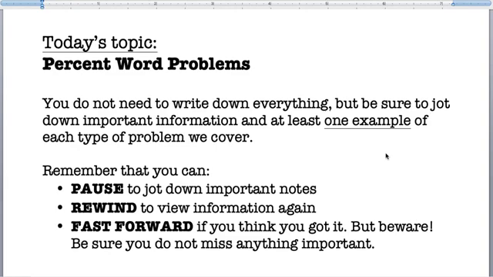Also remember that you can pause the video to jot down important notes before you move on, press the rewind button to view information again, or press the fast forward button if you think you got it and you'd like to move on. But just be careful and be sure you don't fast forward too much that you miss out on something important. So let's begin.